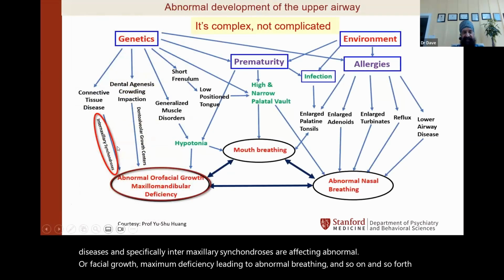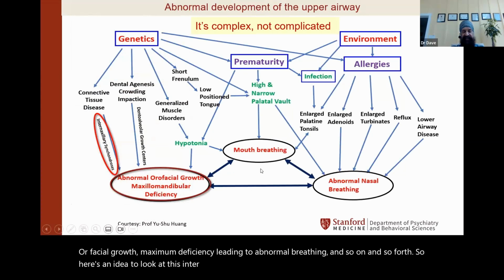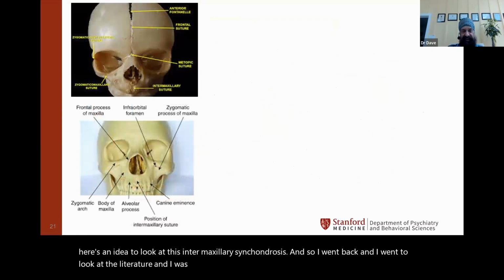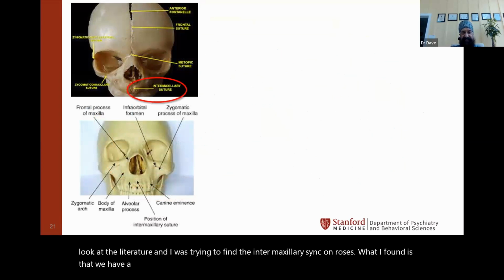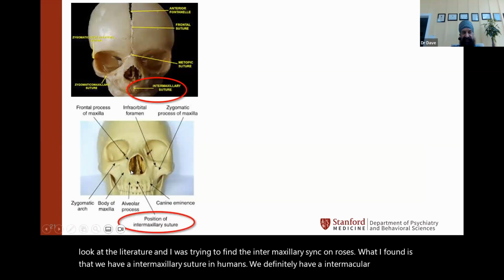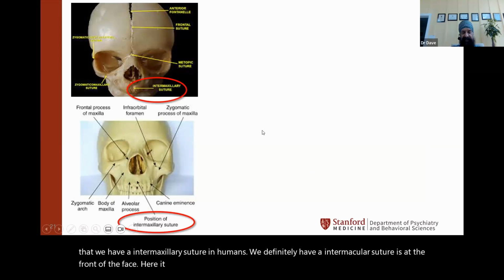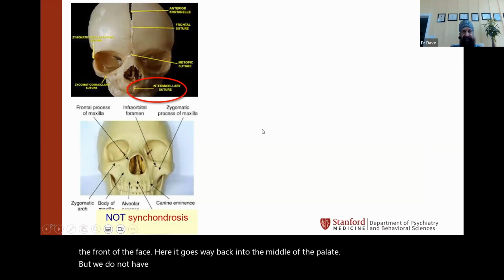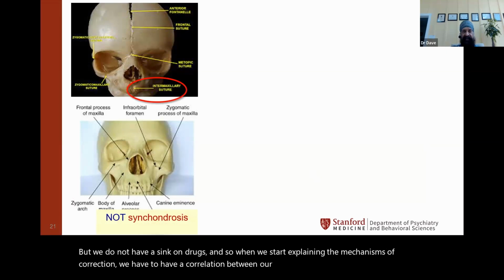So here's an idea: to look at this intermaxillary synchondrosis. I went back to the literature and was trying to find the intermaxillary synchondrosis. What I found is that we have an intermaxillary suture in humans. We definitely have an intermaxillary suture. It's at the front of the face here. It goes way back into the midline of the palate. But we do not have a synchondrosis. And so when we start explaining the mechanisms of correction, we have to have a correlation between our known clinical and basic scientific knowledge to make sure it all coincides.